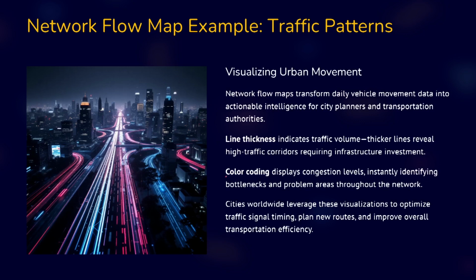The next is color coding. Yeah, color coding, I told, right? Green means less traffic, red means there is high traffic in the area. So we can use either color codes or line thickness to define the traffic volume. Cities worldwide leverage this visualization to optimize traffic signal timing, plan new routes and improve overall transportation efficiency.